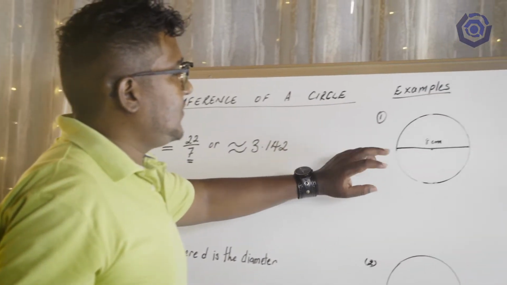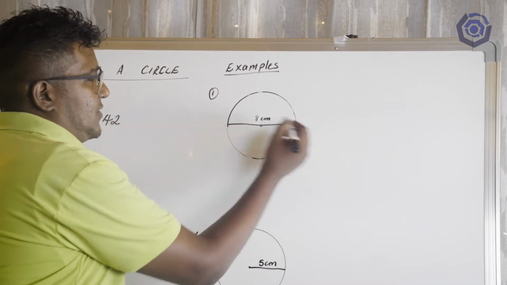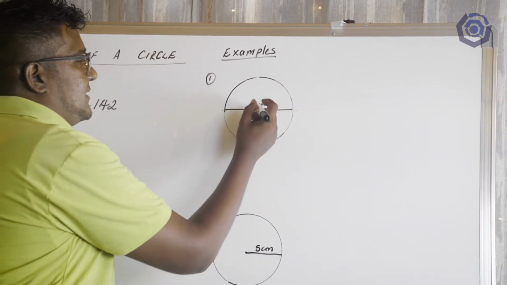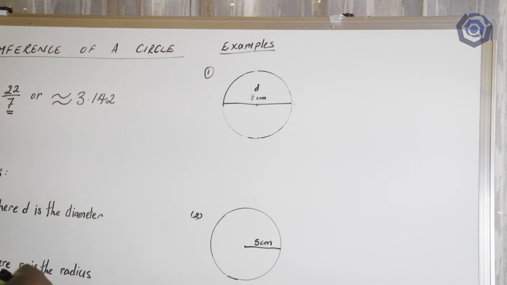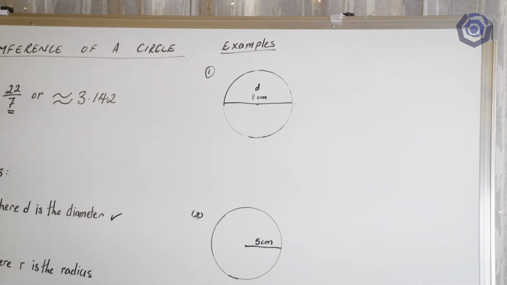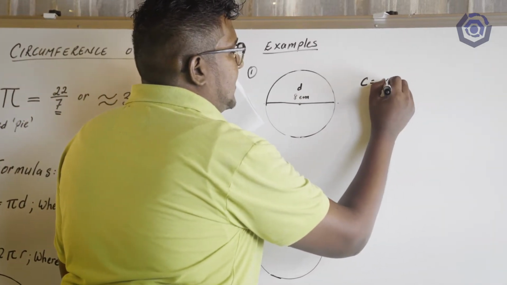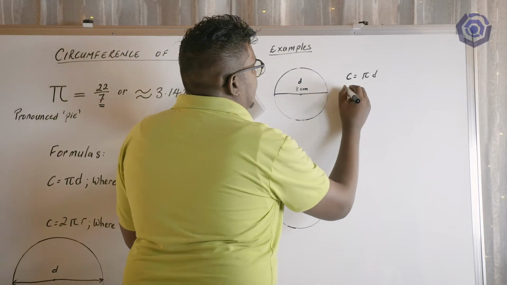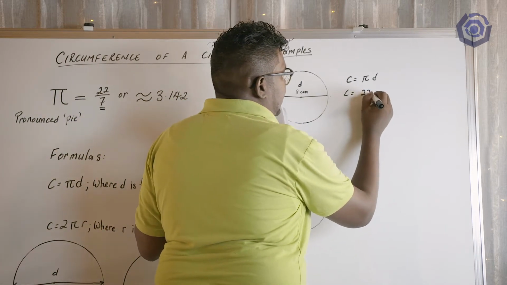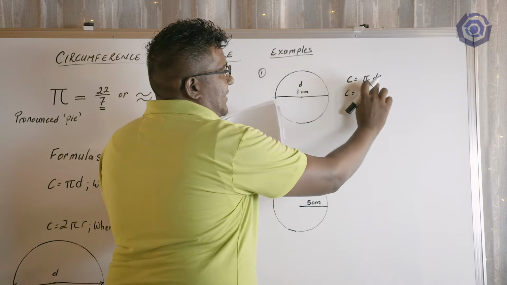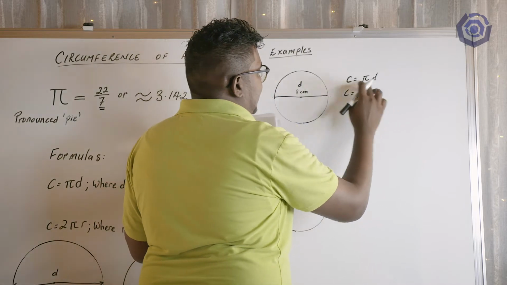So in our first question, we have a circle with 8 centimeters. And look at it, it's a line coming from one circumference to the other circumference, passing through the center. Then this is our diameter. So once you identify that this is the diameter, then we go to our diameter formula, which is C is equal to pi d. So C is equal to pi. Remember, pi is 22/7. So we put in the value of pi. And remember, when you don't have a sign in between, we have to multiply. So it's 22/7 multiplied by d, which is our diameter.